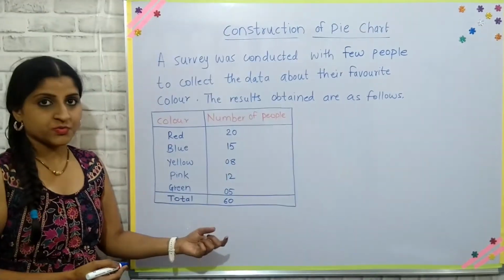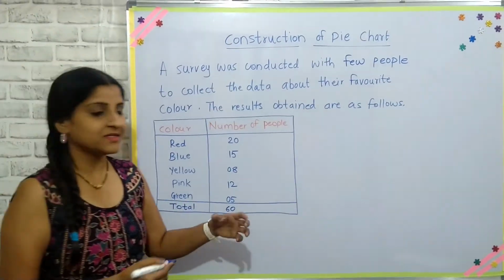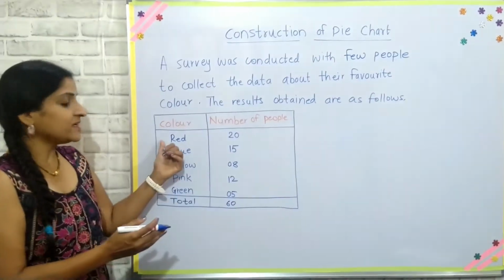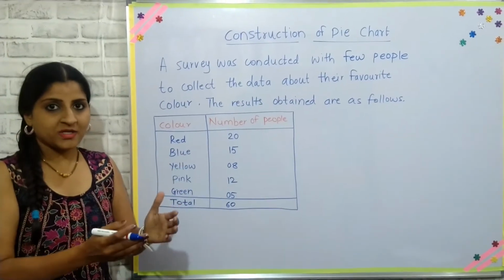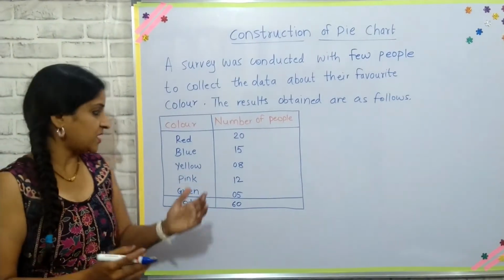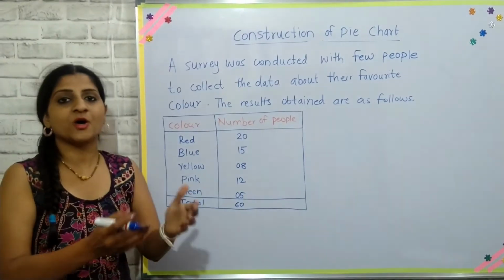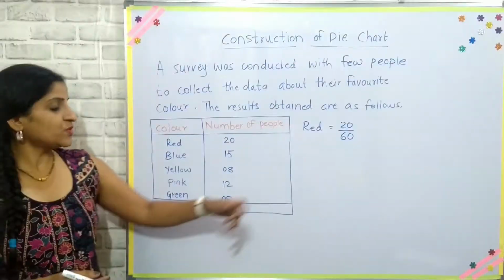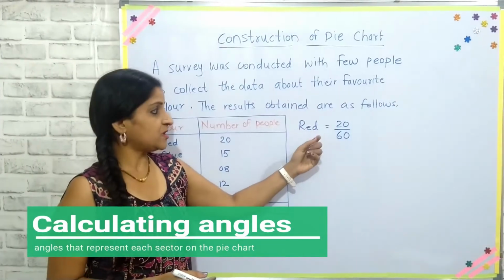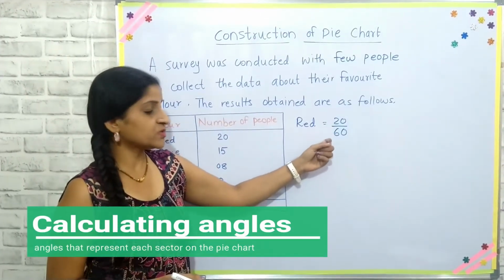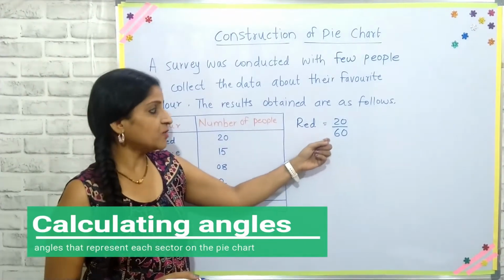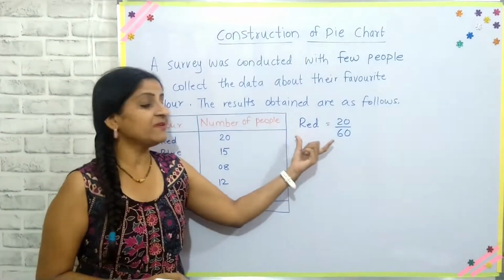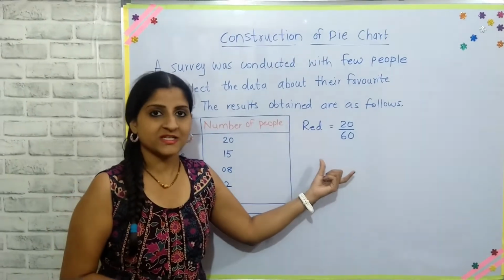Now what we are going to do is find the angle that will represent each sector on the pie chart. That is, red color will be represented by how many degrees on the pie chart, blue color will be represented by how many degrees on the pie chart. So that is what we are going to find out now. Red color is a favorite color of 20 people out of the total 60 people. Now this will be represented as a sector on the pie chart. But we need to know what will be the angle of that sector.